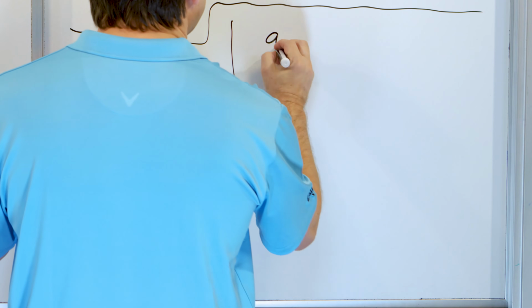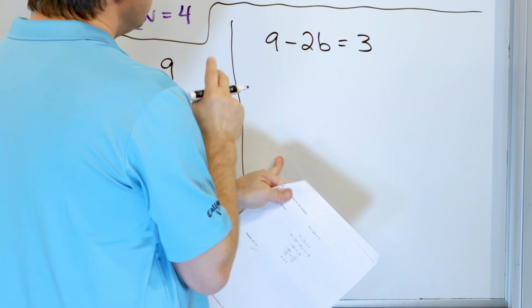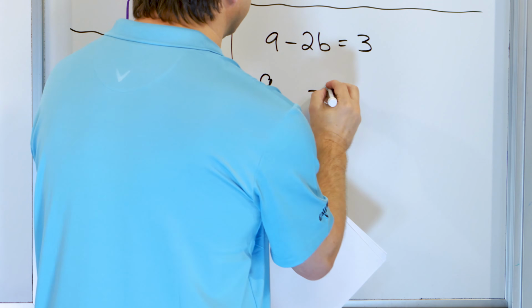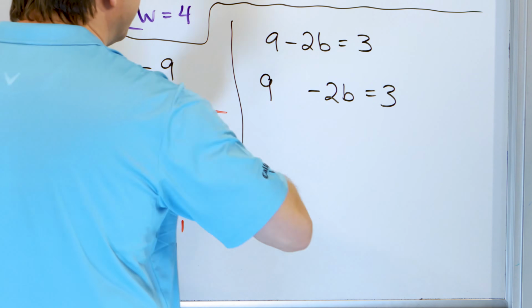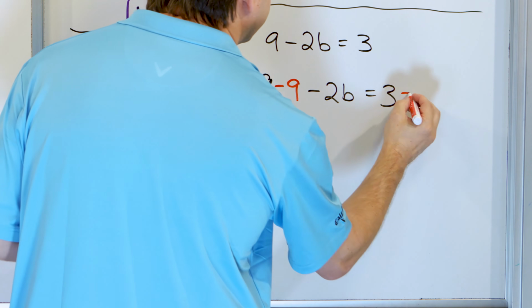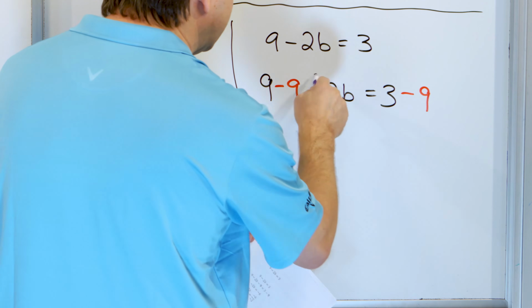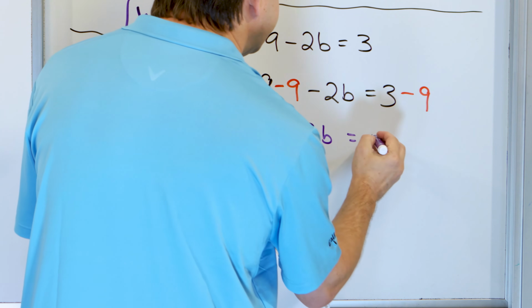All right, what about 9 minus 2 times b is equal to 3? So what I have is a positive 9 right here. I'm going to make room here. I want to get rid of that by subtracting 9, and I'll subtract 9 right here. So 9 minus 9 is 0. What am I left with? Negative 2b. 3 minus 9 is negative 6.